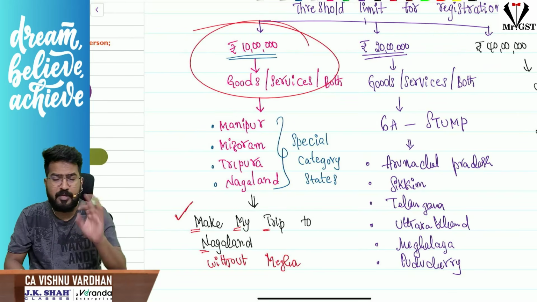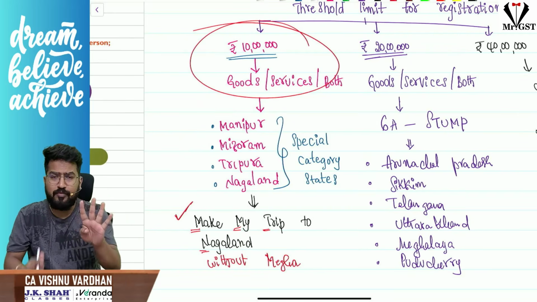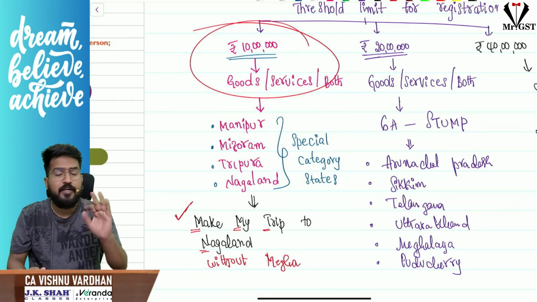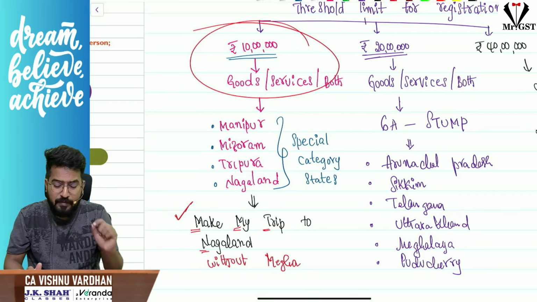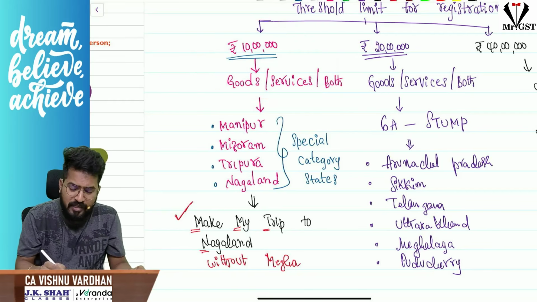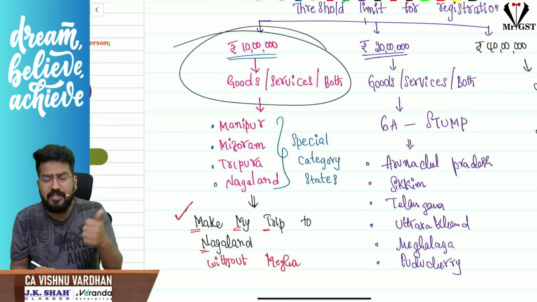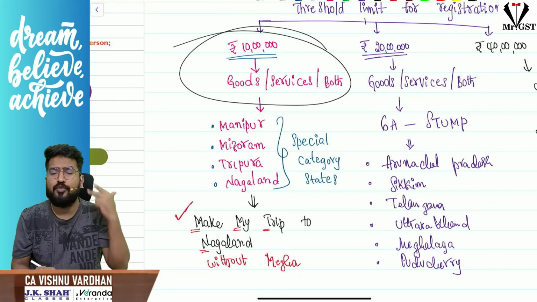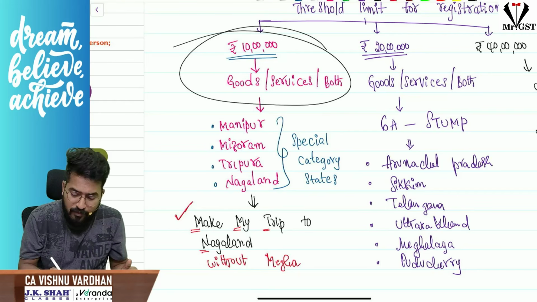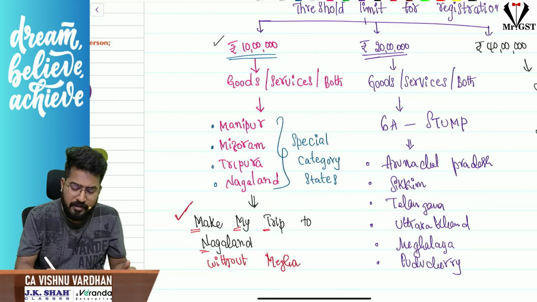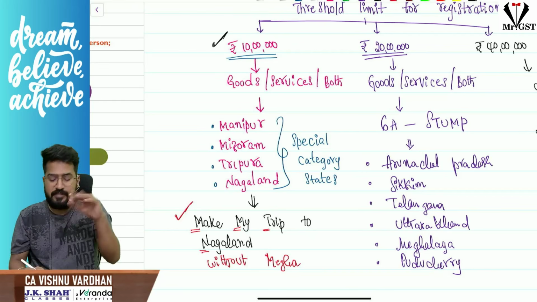But here it is only Make My Trip to Nagaland without Mega. So only 4 states. 4 states will come in the next part. Now, part 1, when we are talking about this, please understand, in this particular part 1, you may be dealing exclusively with goods, exclusively with services, or both goods and services. Whatever you do here, the threshold limit will be 10 lakhs. That is part 1. Okay.